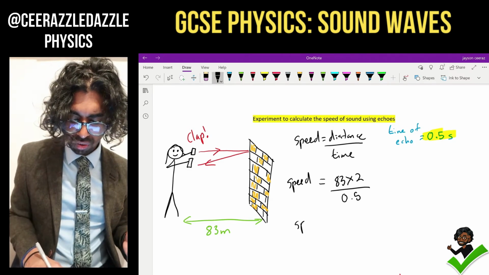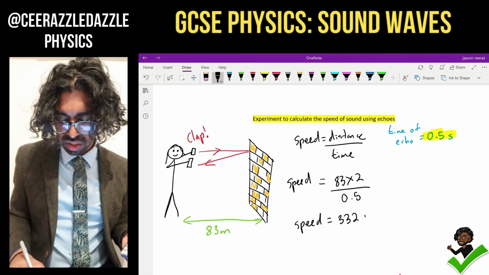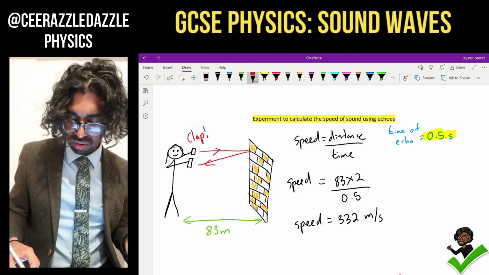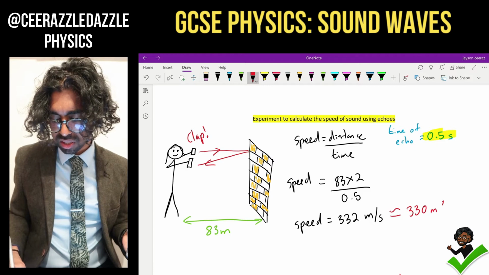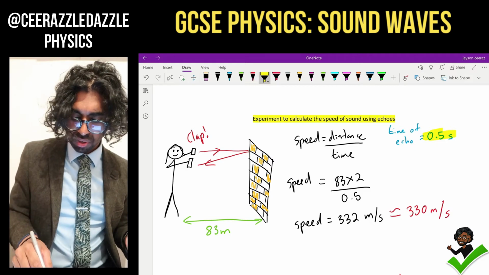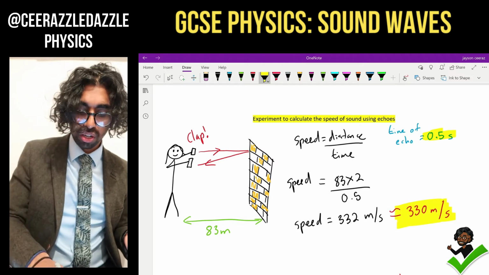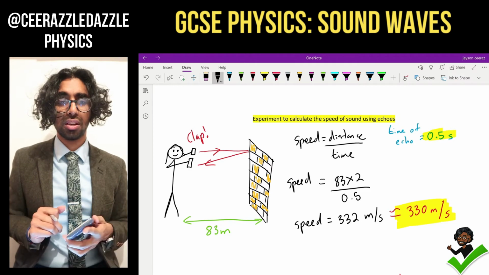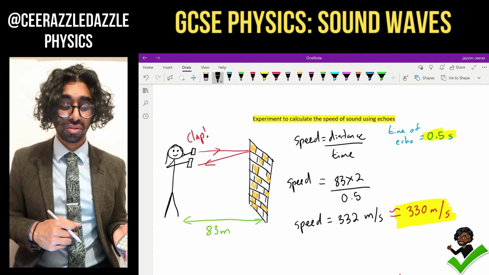is equal to 332 meters per second. Roughly, guys, on average, the quoted value is 330 meters per second. You can memorize that, because the speed of sound in air will always roughly be around that value. So the speed of sound in air is going to be 330 meters per second. And now you have a practical setup for you to do that calculation.